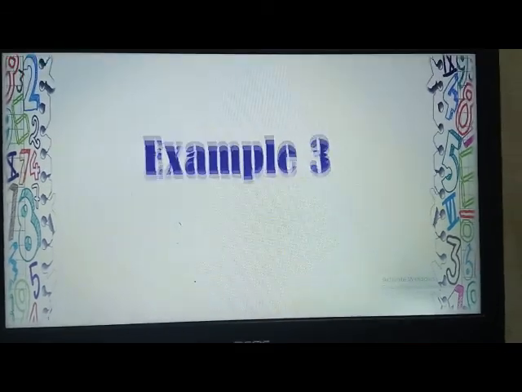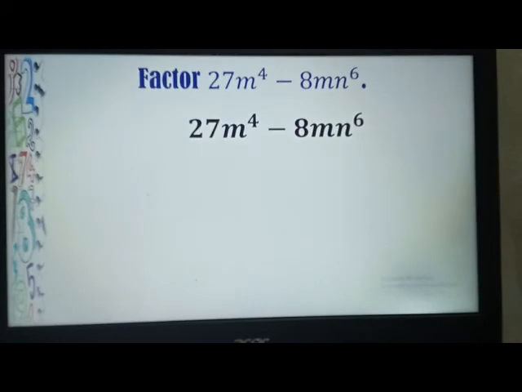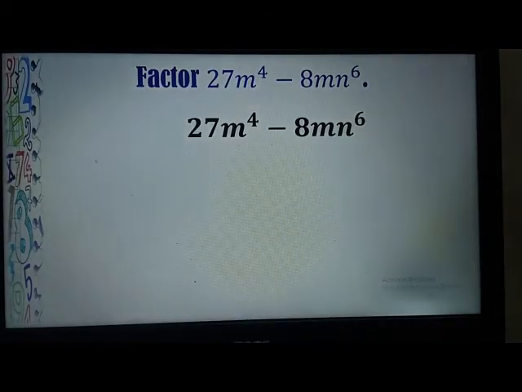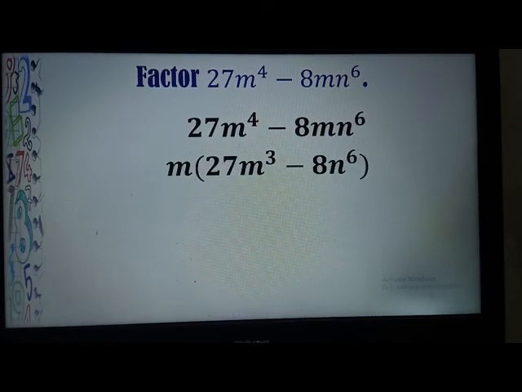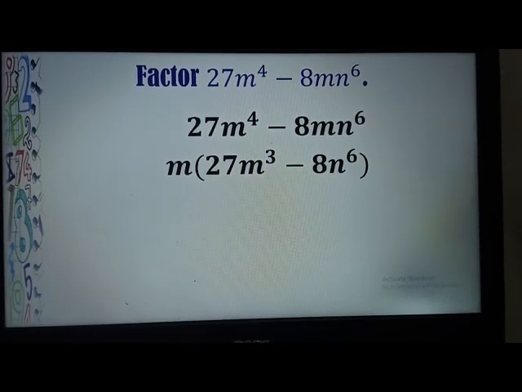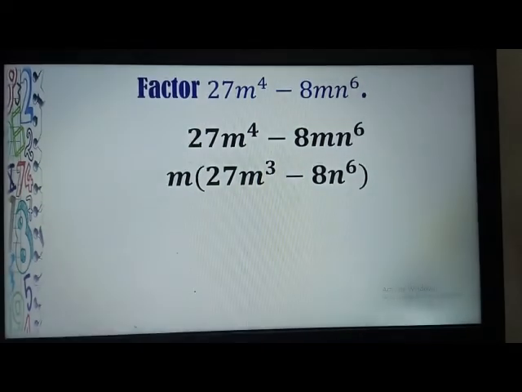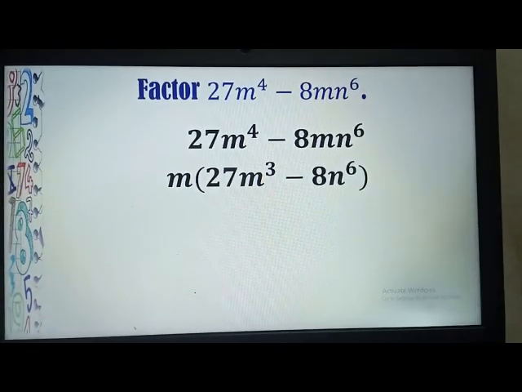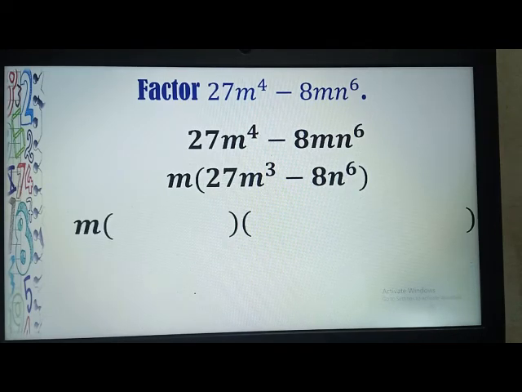Example 3. Factor 27m raised to 4 minus 8mn raised to 6. Again, observe that there is a common factor, and that is m. Factoring out m, we have 27m cubed minus 8n raised to 6, which is the remaining factor. Now, the remaining factor is a difference of 2 cubes. Therefore, when factored, we have a binomial and a trinomial.